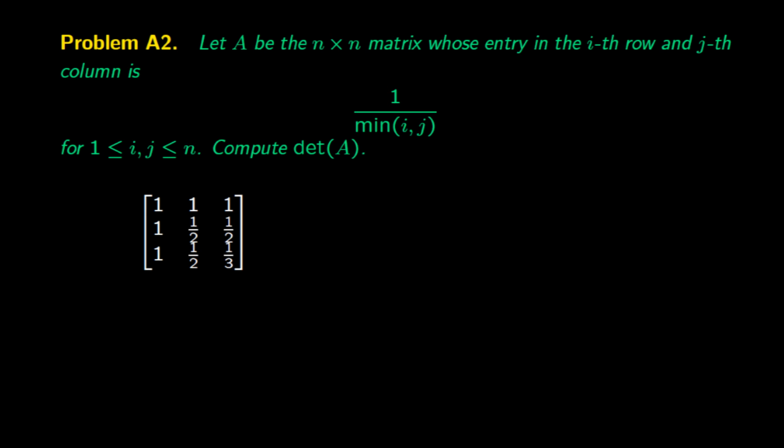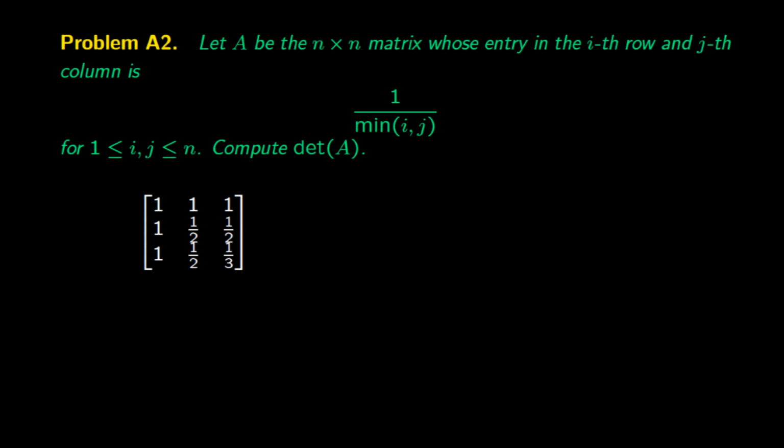This is an example where n is 3. Let us describe the pattern of entries for A. Along the diagonal, we have 1 over i, since i and j are equal to each other. From a diagonal entry, to the right and to below, the entries remain constant. As we go through those entries, the index of rows or columns increases, while the other index remains constant. So the minimum will not change, and this seems like a general explanation.